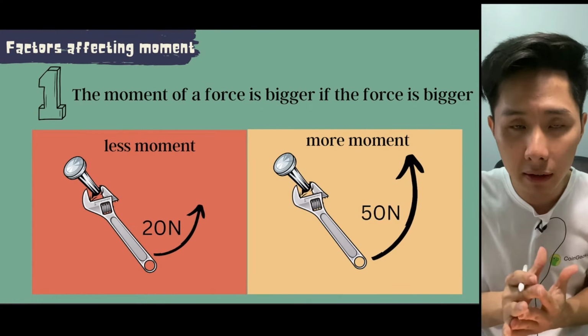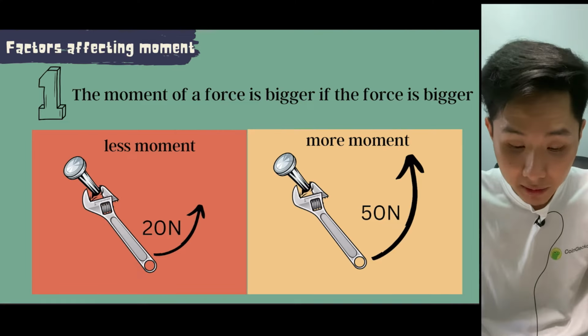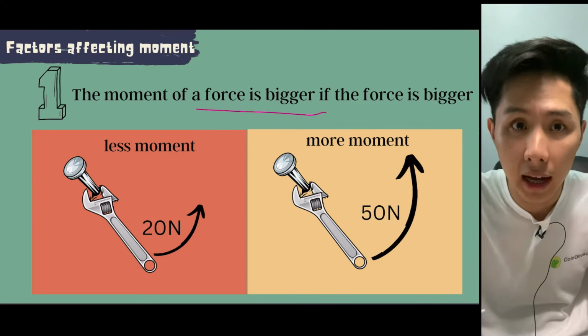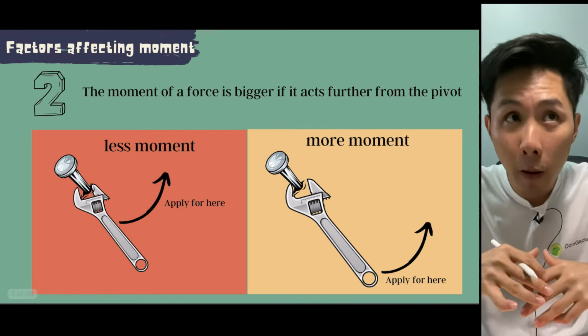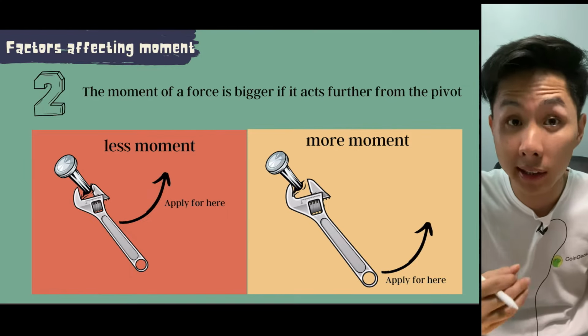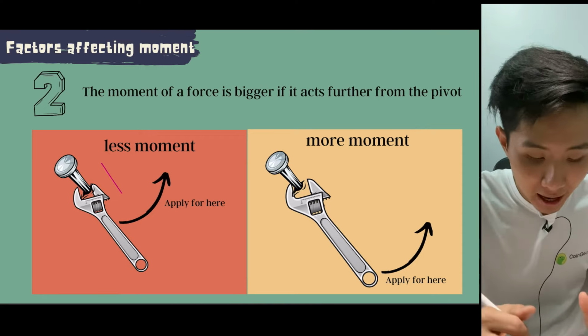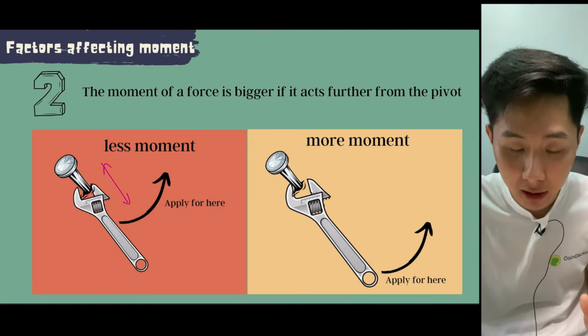Here we have three different factors which affect the moment of a force. The first one is the magnitude of the force. If you apply more force, you're going to have more turning effect. That's the first factor. The place where you apply your force also affects the moment. The further the force is away from the pivot, the bigger the moment will be.